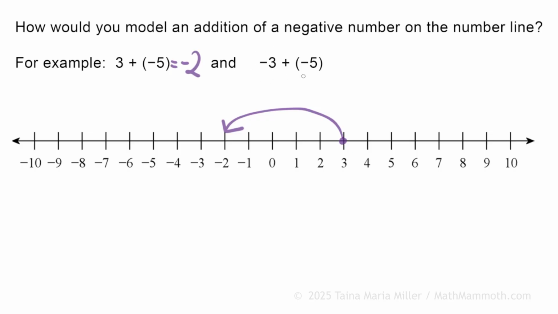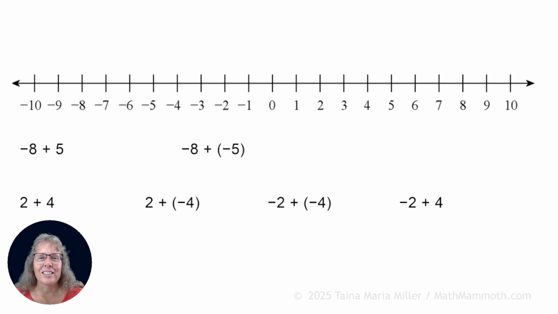Negative 3 plus negative 5. Start at negative 3. Okay, if I was adding 5, I would go this way to the right. But since I'm adding a negative 5, I do the opposite and go 5 steps this way to negative 8. So this becomes the exact same thing as negative 3 minus 5, like we looked at in the last lesson. All right, here is a bunch of sums to solve.